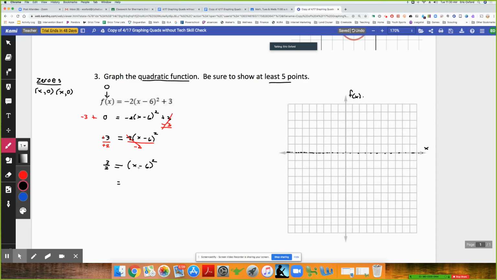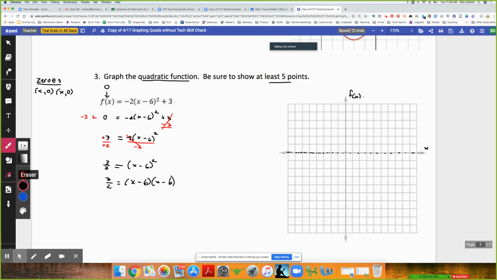Right here I have the binomial x minus 6, and what that means is that it's squared. So that means what we have is x minus 6 times x minus 6. We could look at it that way.